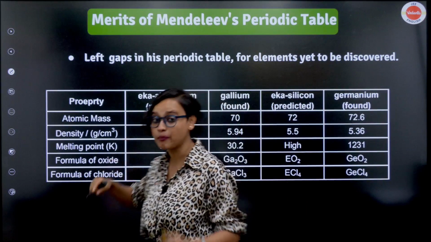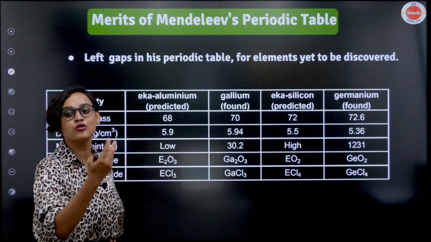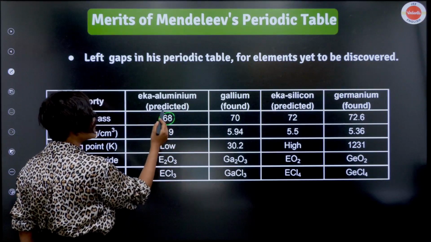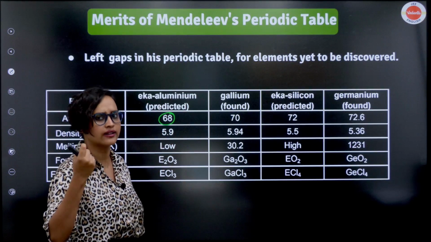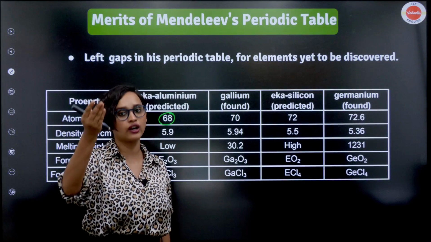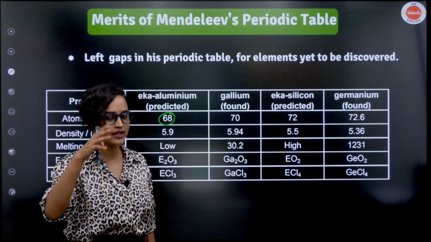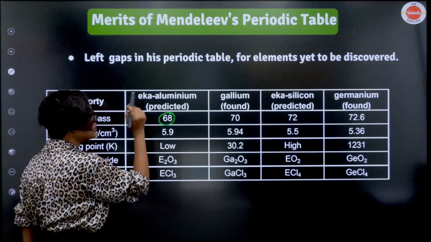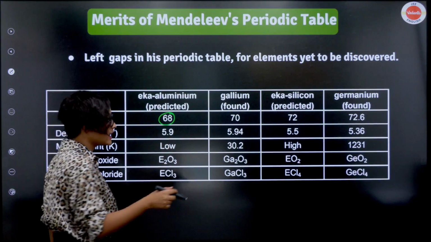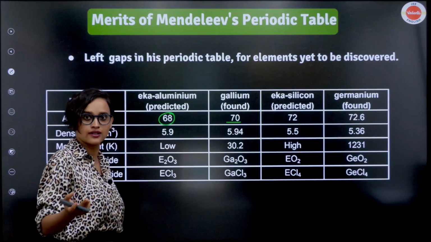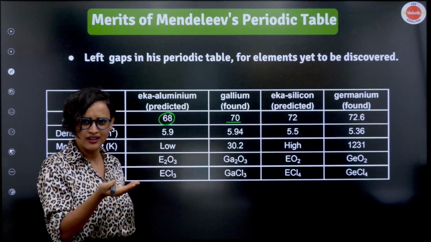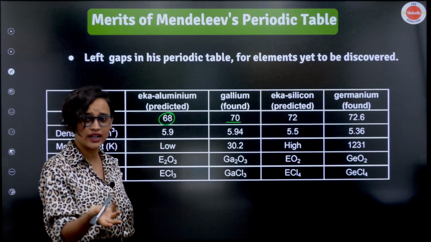Eka aluminium was predicted, but later on gallium was found. See, Eka is from Sanskrit, right? So if there is aluminium, he said that there will be Eka aluminium, like another aluminium, right? That's what he said. He predicted that the atomic mass will be around 68. And then when gallium was discovered, we actually figured that, ooh, gallium has an atomic mass of 70. Just the difference of 2. Come on, let's give it to him, right? Let's give it to him. That's pretty accurate, correct? Okay.